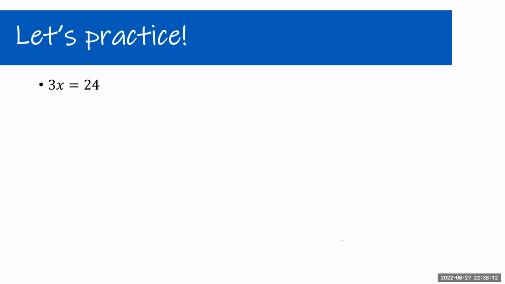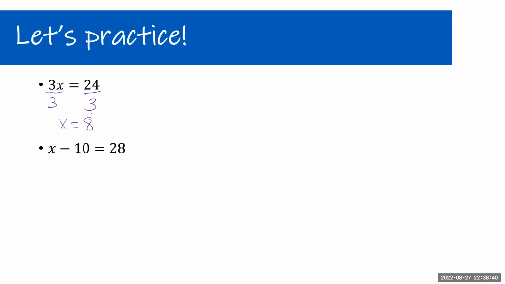First, let's talk about 3x equals 24. We need x by itself, and we see that it's multiplied by 3. The opposite of multiplication is division. So we're just going to divide both sides by 3, which is going to give us that x equals 8. Now, again, you can certainly use your calculator here for the math. I encourage that. Remember, you're going to have it all the time on your tests.